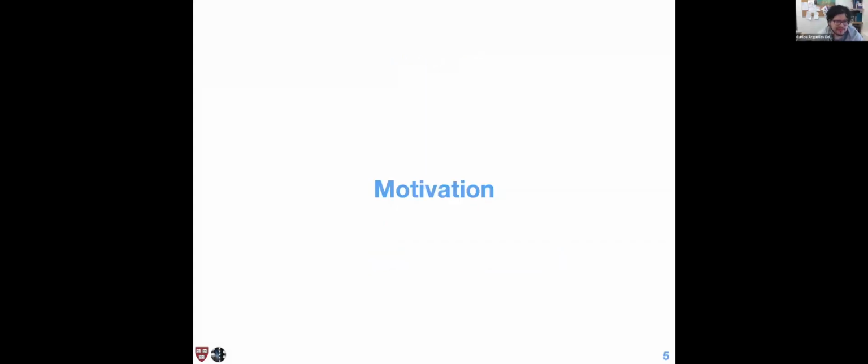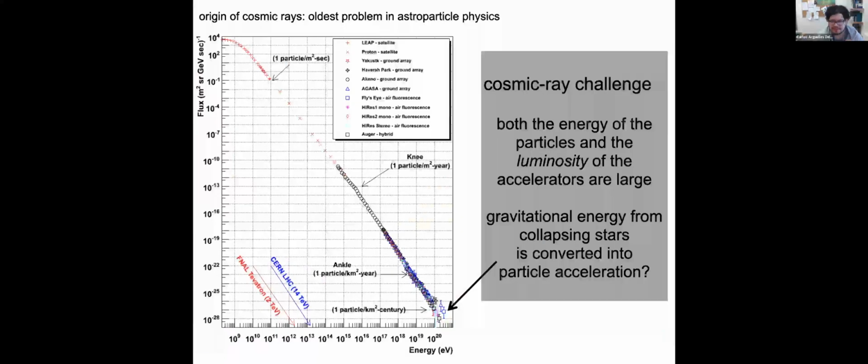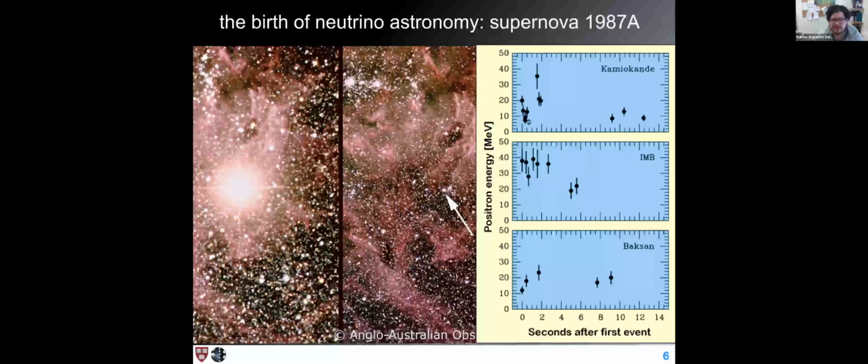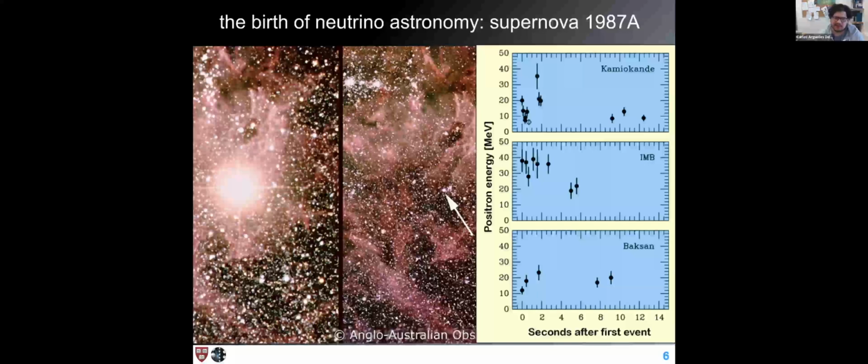So let me talk about why we're doing this. The beginning of neutrino astronomy actually predates high-energy neutrino astrophysics and is associated with the observation of a supernova in the Large Magellanic Cloud, supernova 1987A. This was actually observed in neutrinos, as you can see here on the right, by 3 neutrino detectors: Kamiokande, IMB in the US, and Baksan in Russia. These neutrinos are in the tens of MeV energy range.